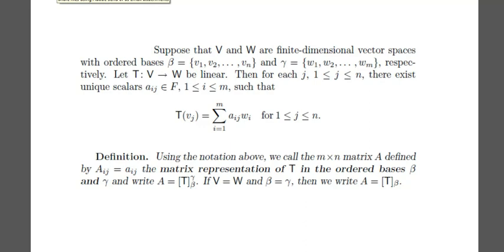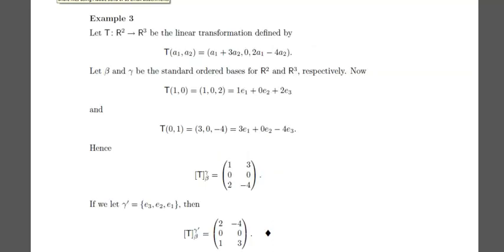So basically we are taking the image of every basis element. The vj's are the basis elements, so we are calculating T of vj. Now T of vj will be in W, the basis for W is gamma, so we can express T of vj in terms of gamma, so that is equal to summation aij wi. Now the m cross n matrix defined by aij is the matrix representation of the linear transformation in the ordered bases beta and gamma, with all the coefficients written column wise.